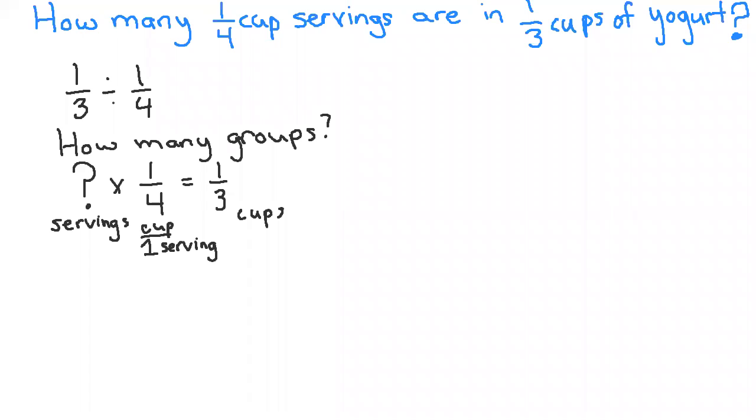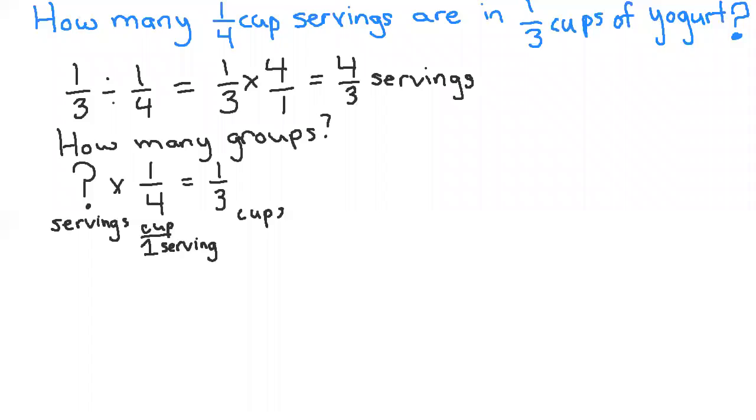Our first way will be the invert and multiply method. So we'll take 1/3 divided by 1/4. We keep the first fraction, change the operation, and flip the second fraction, with the result of 4/3. So we know that we have 4/3 servings in our 1/3 cup of yogurt.